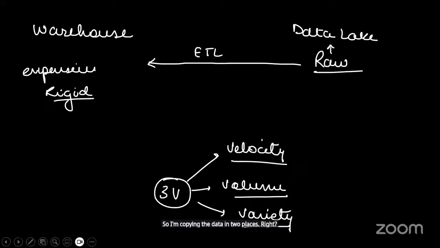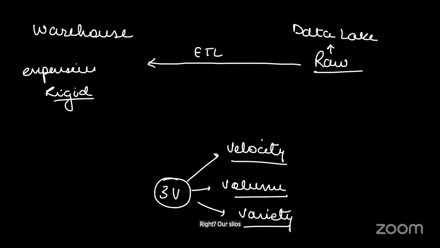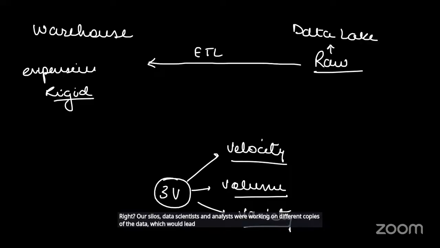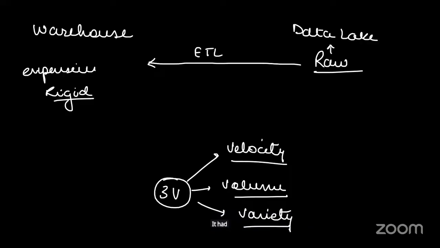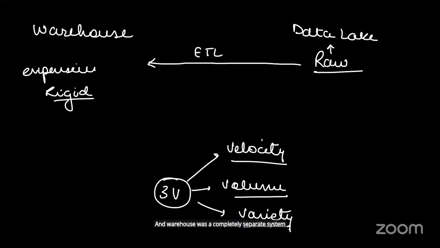And that created something called data silos, right? Data scientists and analysts were working on different copies of the data, which would lead to incorrect results sometimes. It had very high cost because you were maintaining two separate systems. The data lake was a completely separate system, and the warehouse was a completely separate system. All right, it was very expensive, and it also required different skill sets. Somebody who would manage a data warehouse may not be able to manage a data lake. Somebody who's proficient with the data lake would not be able to manage the warehouse, right?